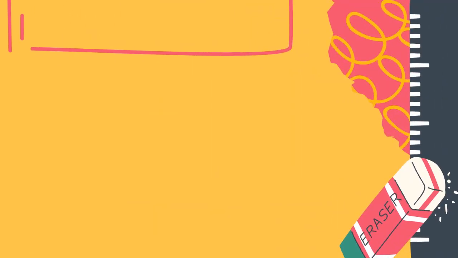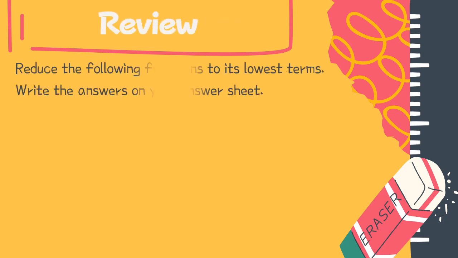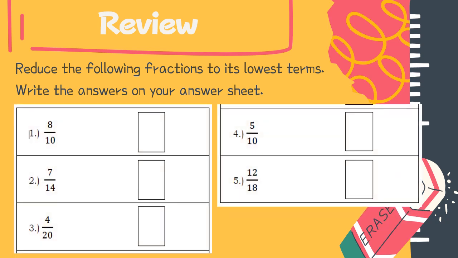Before we proceed to our lesson, let us have first a review on how to reduce fractions to its lowest terms. Now look at number 1. What is the GCF of 8 and 10? The GCF of 8 and 10 is 2. So we're going to divide both numbers by 2. 8 divided by 2 is 4. 10 divided by 2 is 5. So the lowest term of 8 over 10 is 4/5.